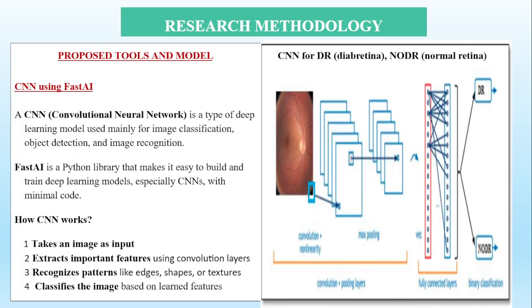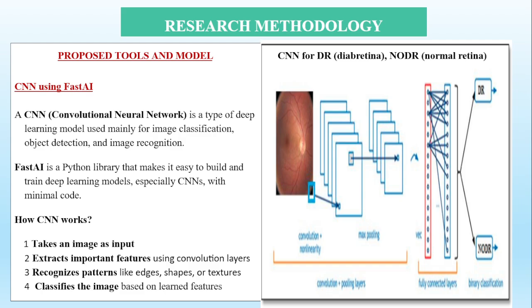Now, the proposed tool and models in this category: CNN using Fast AI. CNN, convolutional neural network, is a type of deep learning. We discussed machine learning in the previous slide. Now we are discussing the tool for deep learning, the convolutional neural network. When we use the word neural, it means that it is connected with deep learning. It is a type of deep learning model used mainly for image classification, object detection and image recognition.